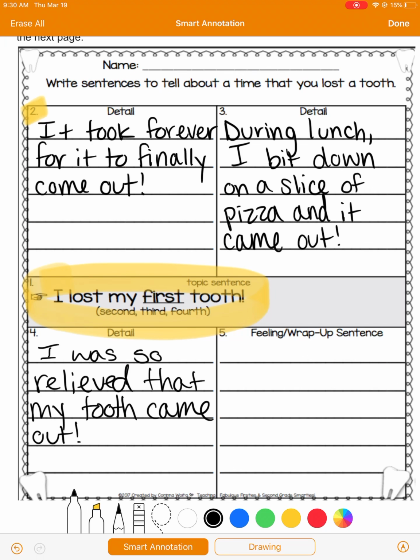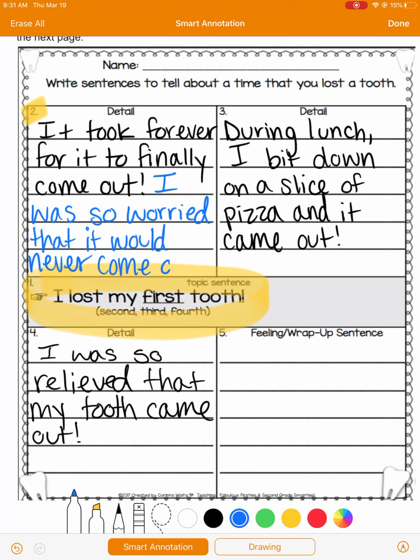So let's go back to that one and talk about how we might have felt. It took forever to finally come out. I was so worried that it would never come out. Notice how we went back and we added a detail. We added a sentence.